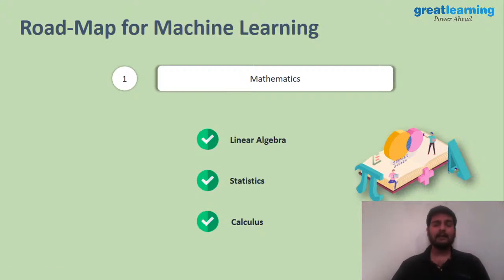So the first is linear algebra, and linear algebra is important because, again, as I've told you, you have certain algorithms which are directly based on linear algebra. You have linear regression and logistic regression. So equation of a linear line. What are you doing over there? That is basically linear algebra.